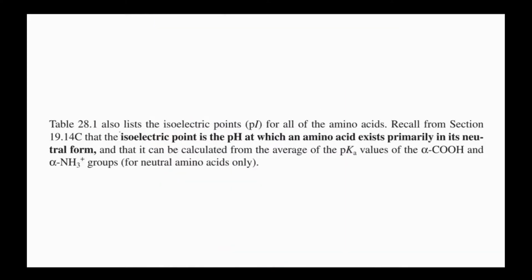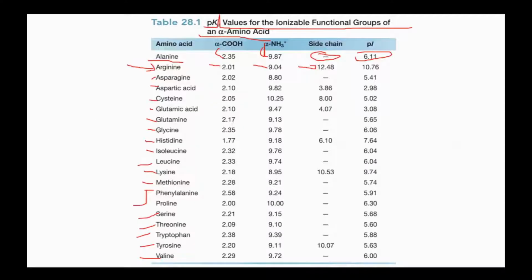Table 28.1 also lists the isoelectric points, pI, for all the amino acids. Recall from the earlier section that the isoelectric point is the pH at which an amino acid exists primarily in its neutral form, and it can be calculated from the average of pKa values. So this pI value indicates the pH at which the amino acid will be neutral.